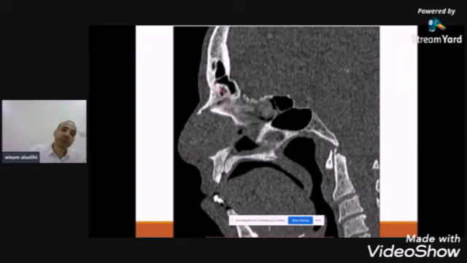This sagittal view shows the frontal beak, the nasofrontal beak. This is the cribriform plate, and this is the vomer, the sphenoid sinus, and this is the sella. This more lateral view shows very clearly the frontal beak, and the crista galli here, and the sphenoid sinus.